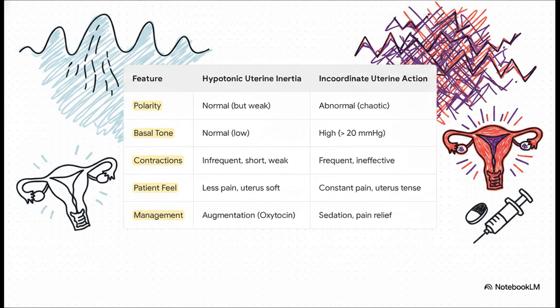And this all leads to how the patient feels. Less pain with a soft uterus in hypotonic inertia versus a patient in constant agony with a tense, rigid uterus in incoordinate action. And critically, this directly tells you how to manage it. You augment the weak contractions, usually with oxytocin, but you must first sedate and relieve the pain of the chaotic ones. You can't just power through chaos.